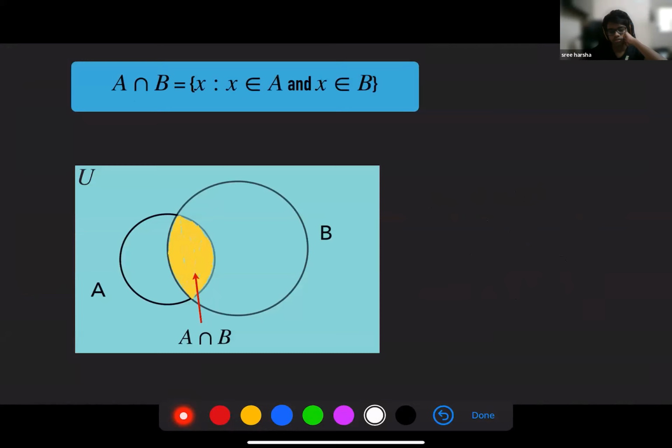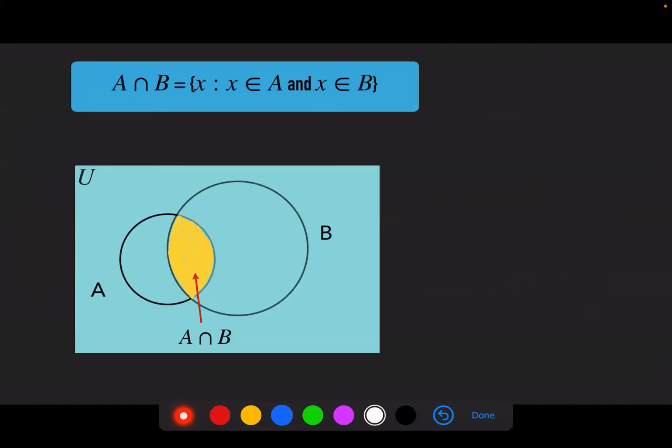Okay, and again, in set builder notation, you will write it this way. A intersection B is again a set. You're saying set of all X such that X belongs to A and X belongs to B. So if an element is present in both the sets, only then it is going to be part of A intersection B. Now, when we use Venn diagrams, circles are used to represent the subsets of the universal set. Whatever region is overlapping, that would become the intersection part.